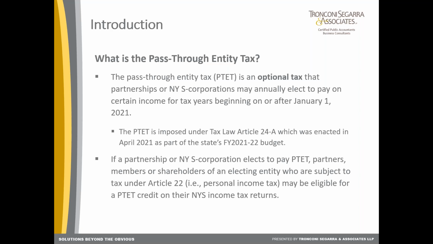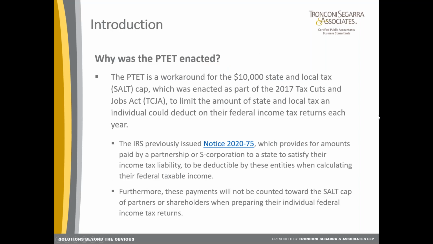If a partnership or New York State corporation elects to pay this tax, partners, members, and shareholders of the electing entity who are subject to personal income tax may be eligible for a credit on the New York State income tax return. As you remember a few years back, and this affected a lot of people, with the change in federal income tax laws in 2017, your state income taxes and your property taxes were capped at $10,000. So for a lot of business owners, that had a huge impact because as a business owner with flow-through income, your estimated New York State taxes could be fairly significant. You were no longer allowed to deduct those on your federal return.